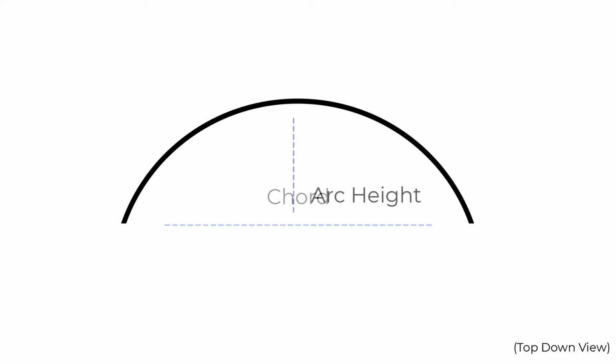The second thing you're going to measure is going to be the arc height. This is a downward top-down view. Arc height, take the middle, whatever the middle is between the two starting points, and then measure from there up to the top, and that's going to be your arc height. So those are the two figures you're going to need in order to draw a curve, okay?